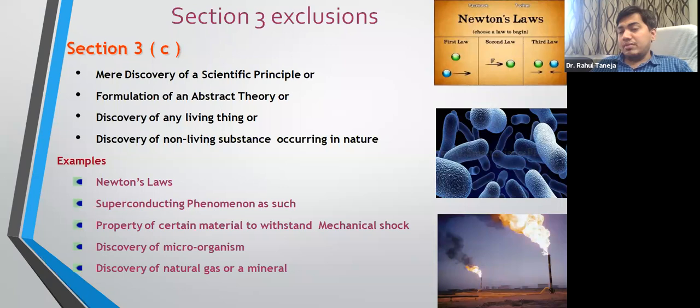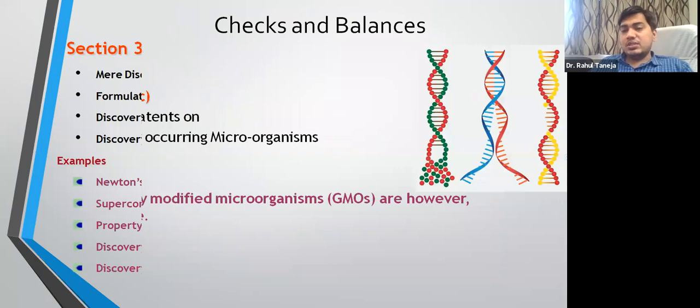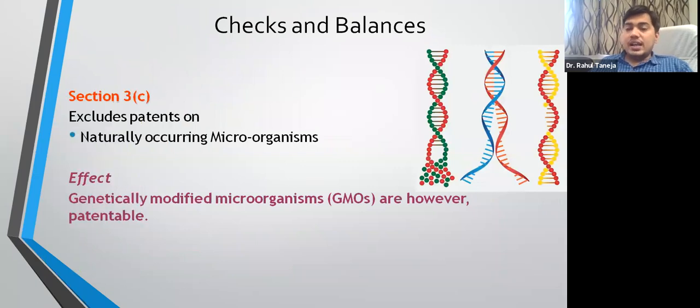If you have developed some new invention based on that theory, that invention can be filed for the patent application, but such theory cannot be filed for the patent application. Formulation of abstract theory, discovery of any living things, discovery of non-living substance occurring in nature cannot be filed for the patent application. Discovery of natural microorganisms cannot be filed for the patent application. But if you have a genetically modified microorganism, then you can approach for the patent application.